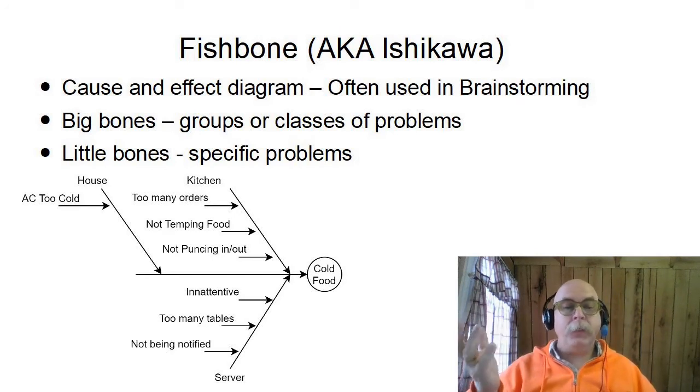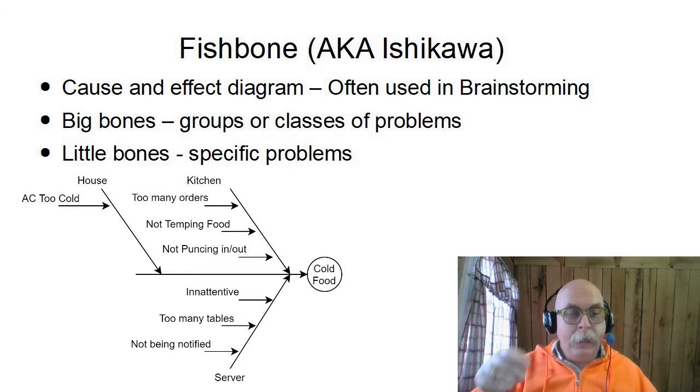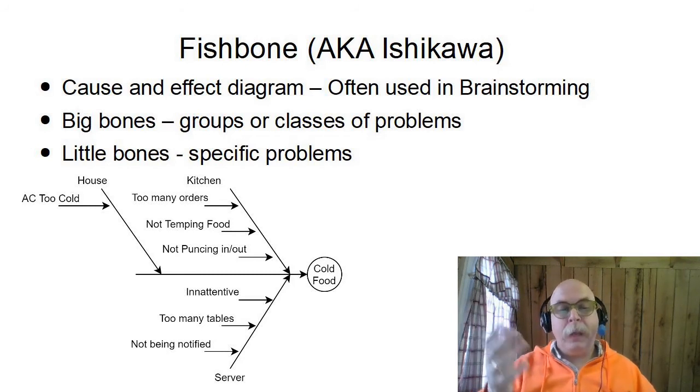Well, too many orders. The kitchen can't handle it. The kitchen's not temperaturing, not using the temperature sensors on the food. The kitchen's not punching the food in and out of the system to tell the waitresses or waiters that it's waiting. So that would explain cold food.